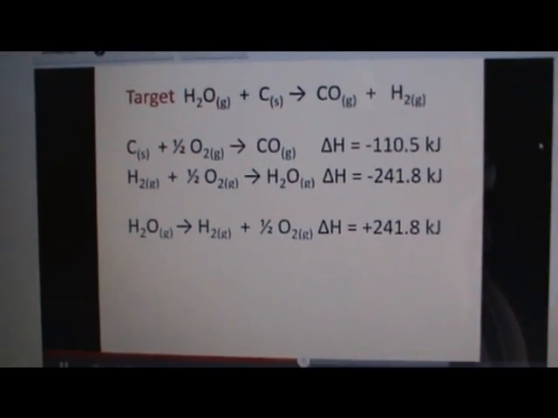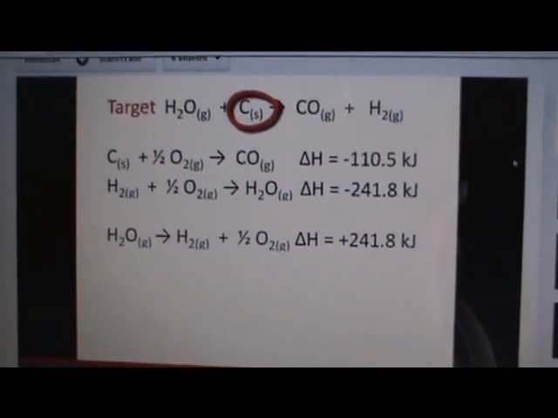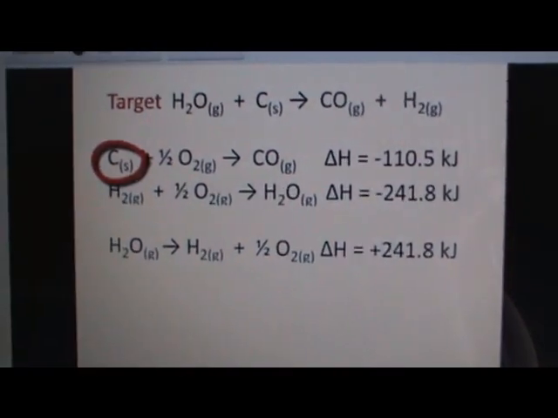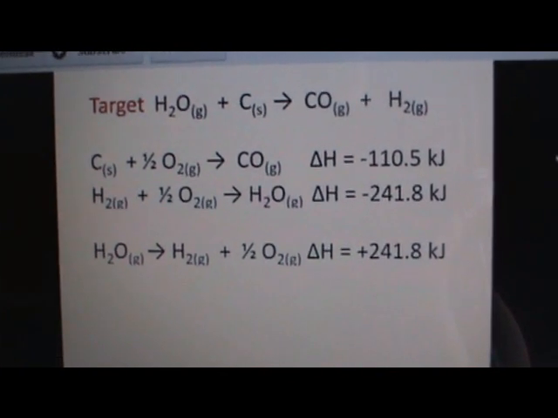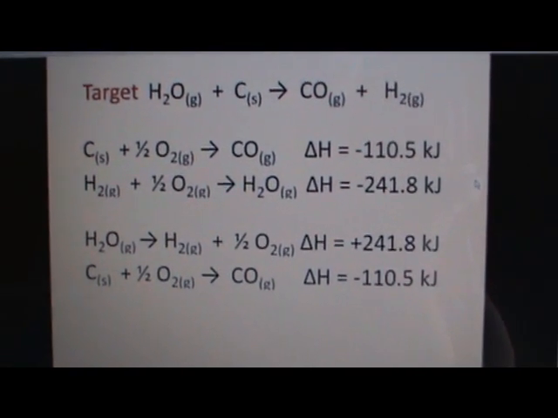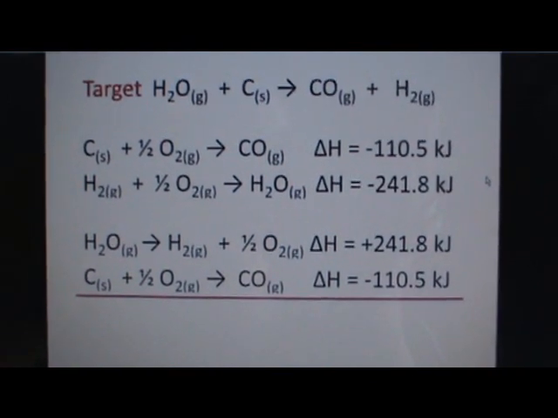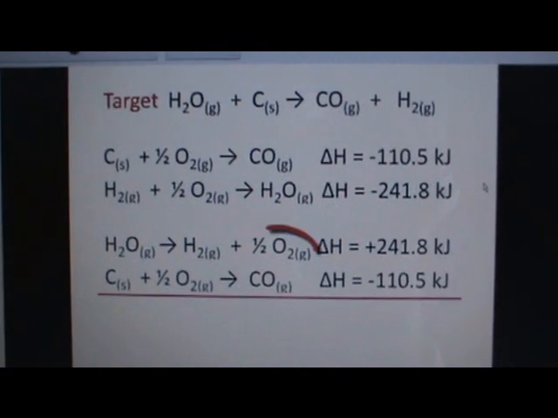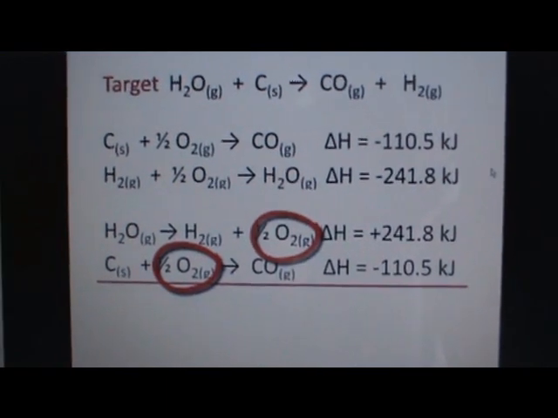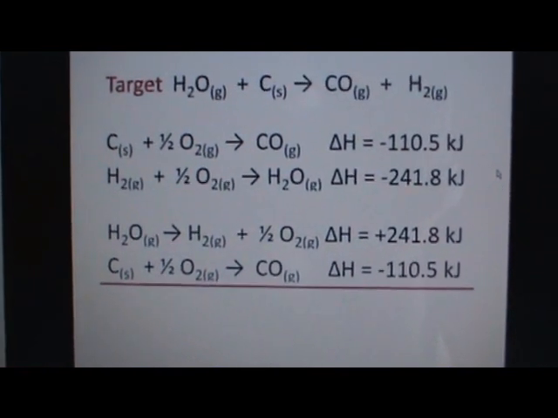Now let's go to the target again and see our second reactant, which is carbon as a solid. We can also see that the first equation has carbon as a solid. On top, in the target, C is on the left, and in the first equation, C is also on the left. So all we do is copy down the exact same equation again. Before we add both equations on the bottom, we need to cross out certain species that are repeated on both sides. A half mole of oxygen gas appears in both equations, so we cross those two out.